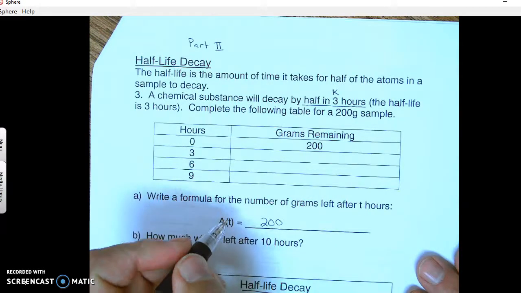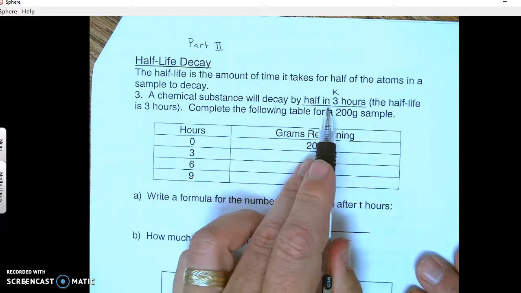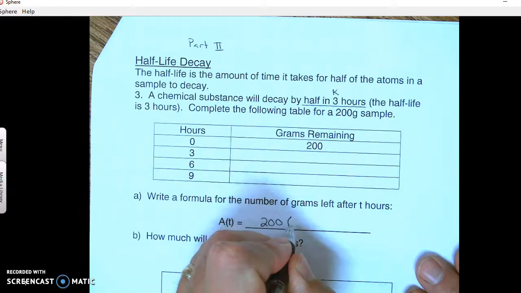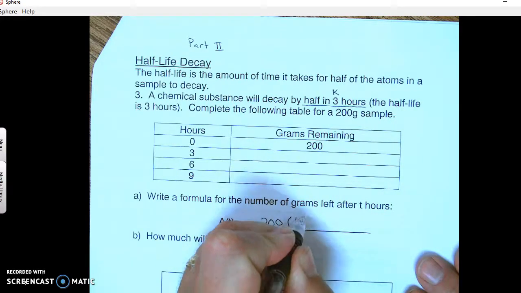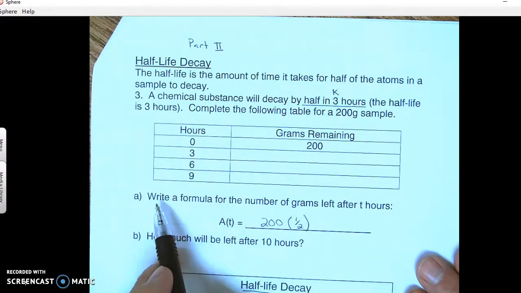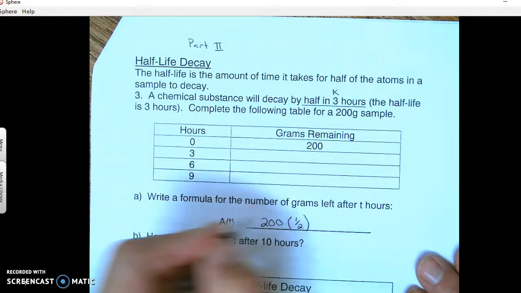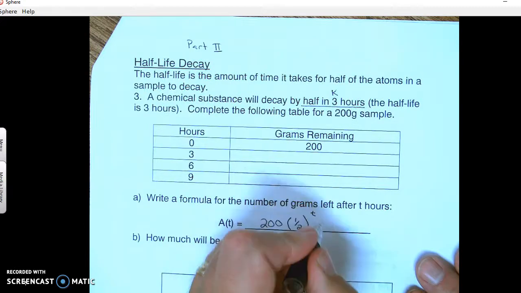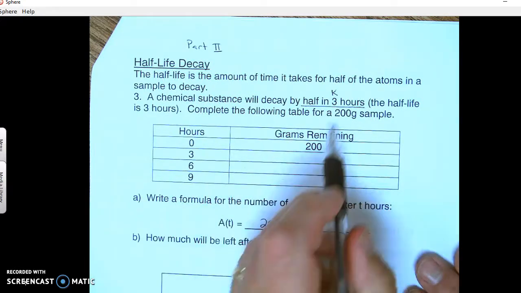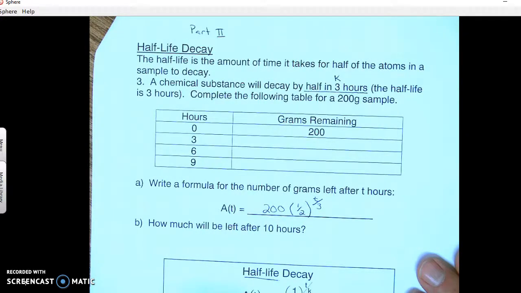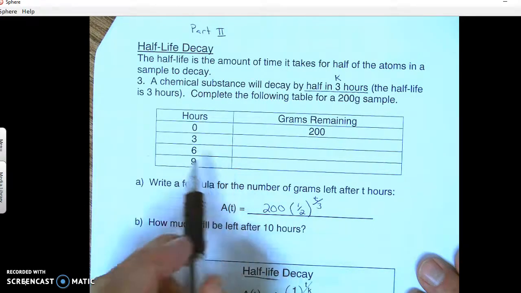This is a half-life problem. It says decay by a half. So our base is going to be 1/2. And then our time is t, our independent variable, over our half-life, which is 3. So this is the formula for this problem.